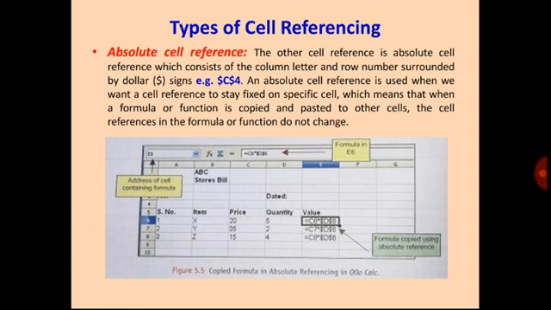An absolute cell reference is used when we want the cell reference to stay fixed on a specific cell, which means that when a formula or function is copied and pasted to other cells, the cell reference in the formula or function do not change. So in case of absolute cell reference, the cell references in the formula or function do not change on copying them from one cell to other cell.